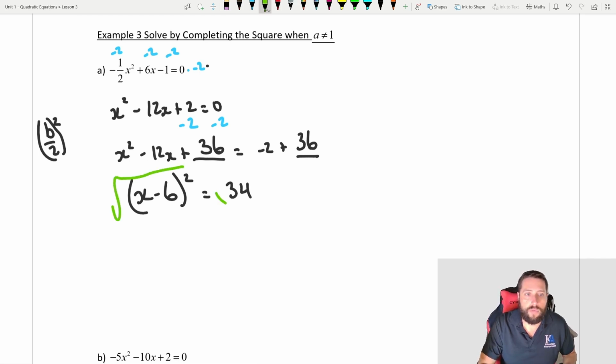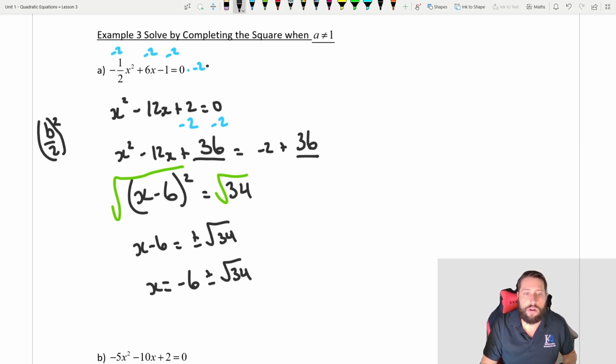Take the square root of both sides, like so. And we have x minus 6 is equal to positive or negative the root of 34, which means that x is equal to negative 6 plus or minus the root of 34. And that is your final answer.